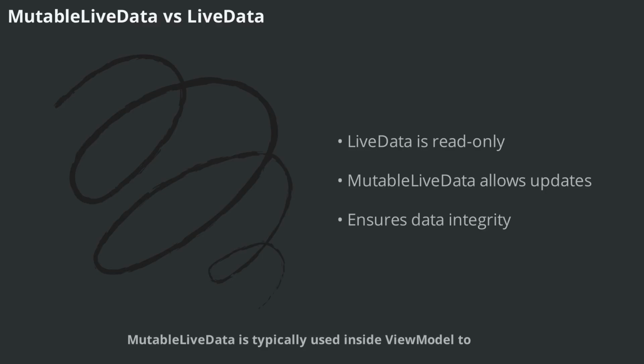Mutable LiveData is typically used inside ViewModel to manage and update data in response to events, while LiveData is exposed to UI components for observation. This separation ensures data integrity and prevents unintended modifications from the UI.